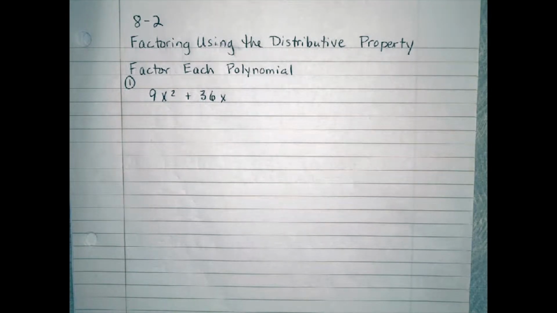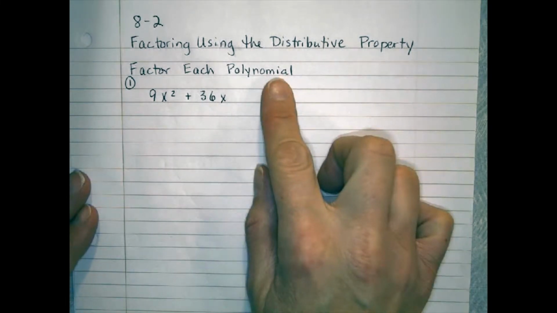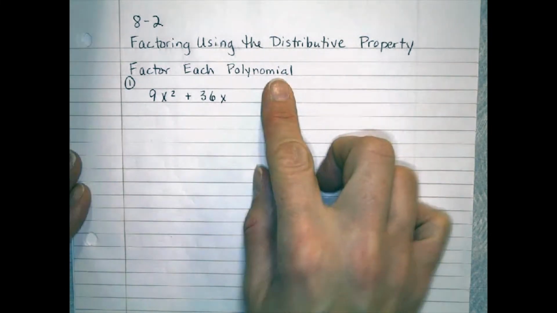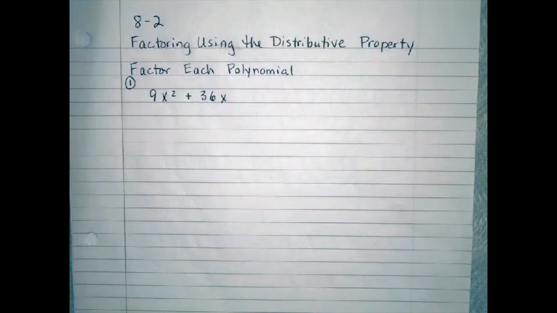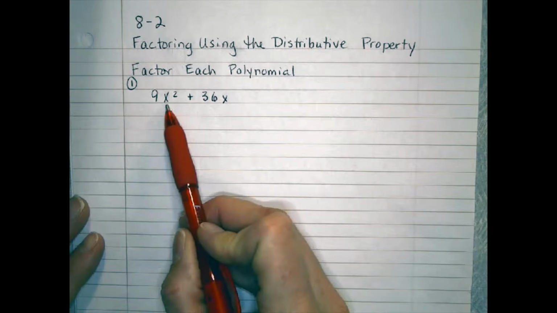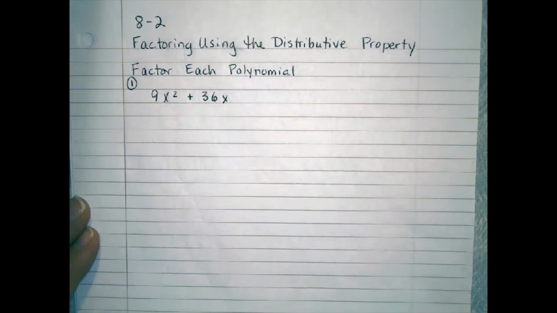Welcome to a short lesson on factoring using the distributive property. In this particular case, you are factoring a polynomial. What you want to do is find the greatest common factor shared by all the terms in the polynomial and factor that out. So in this example, I am given the binomial 9x squared plus 36x.